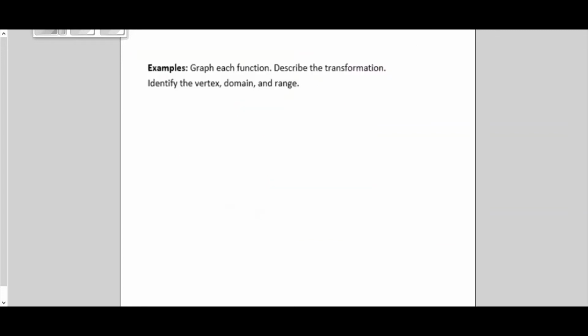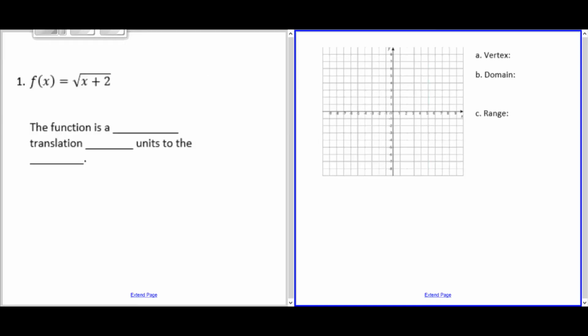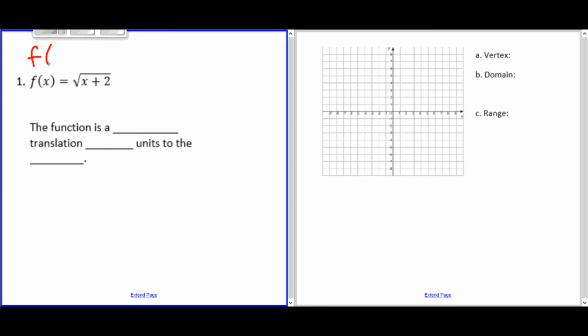For each of these examples, you do not need to write this slide down. What we're going to do is describe the transformation, and actually use the transformation to help us graph the function. So example 1, f of x equals the square root of x plus 2. If you remember our transformations, we have this: a times the square root of x minus h plus k. We don't have a b value here, so I didn't write b.